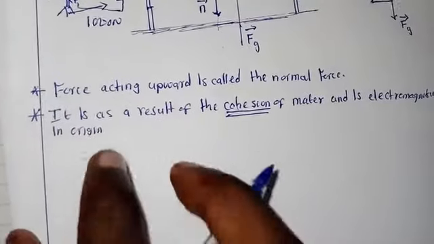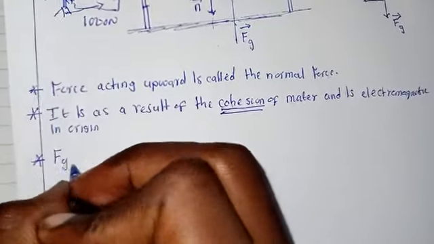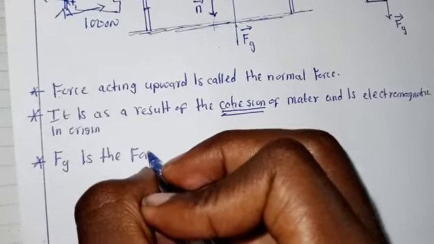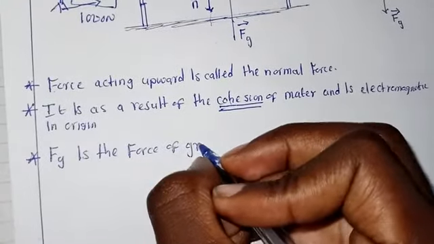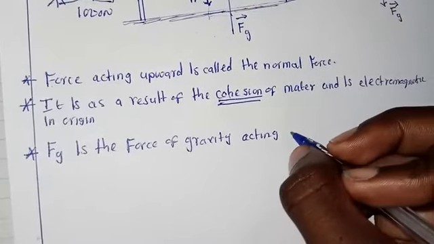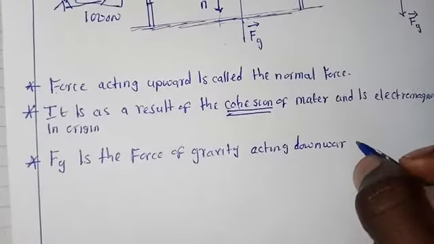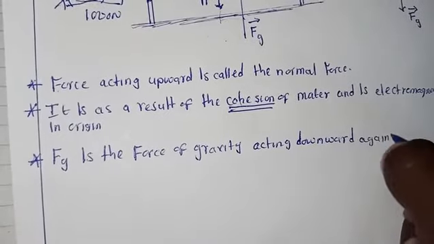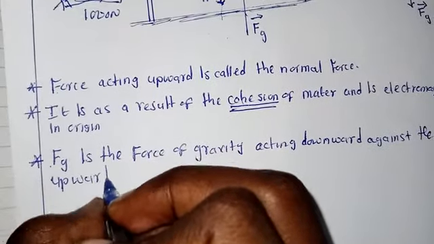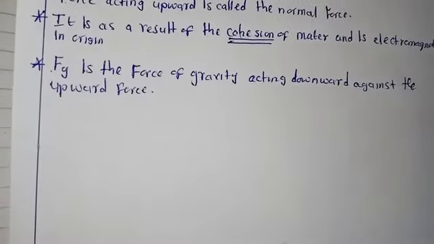So I'm sure you've seen how these forces are acting. Okay, so let me just write for the sake of knowing. So the Fg is the force of gravity acting downward against the upward force. Okay, so I'm sure you are able to see this.